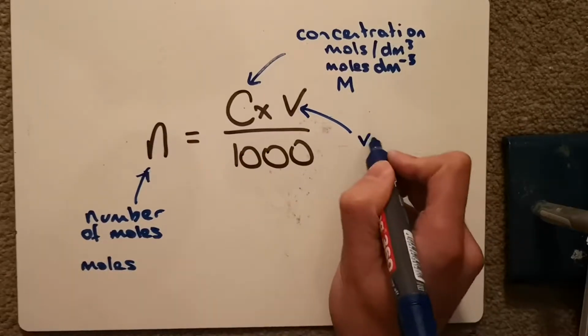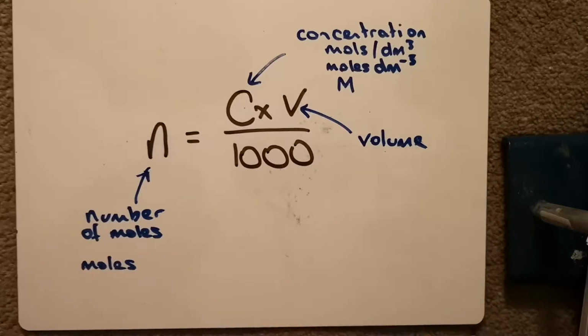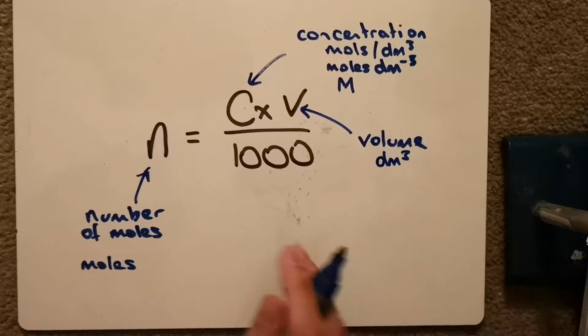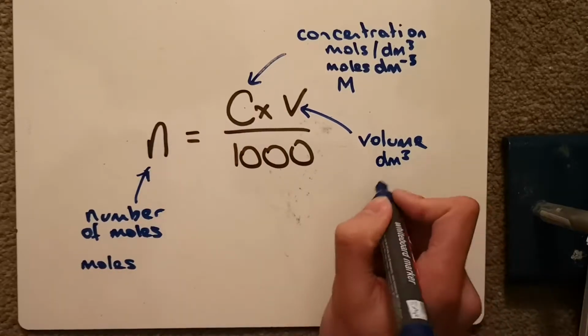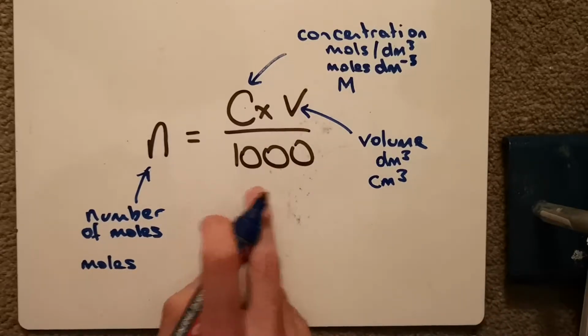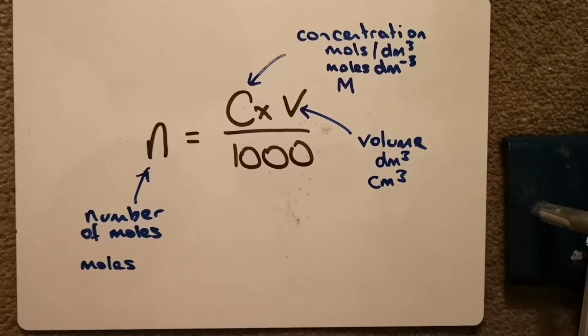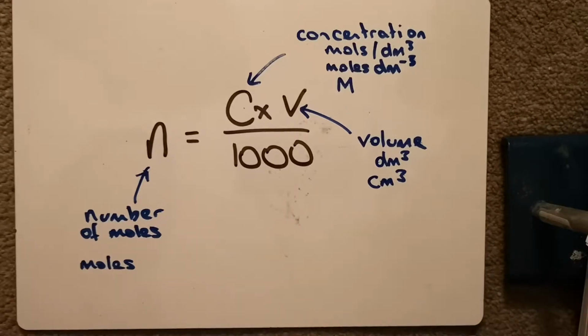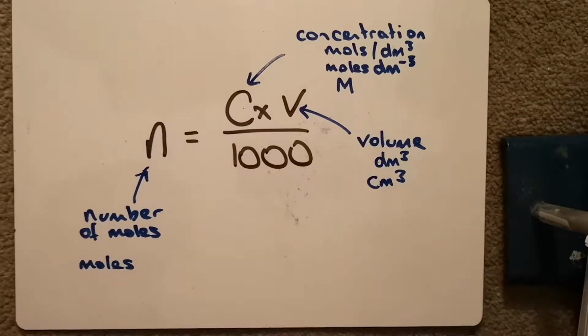This is our volume. Now typically, we want it to be in decimeters cubed. This equation here is actually for when it's in centimeters cubed. And to convert from centimeters cubed to decimeters cubed, we divide by 1,000, which is where this number comes from here. The easiest way to look at it: a centimeter cubed is a millilitre, a decimeter cubed is a litre. So we've got our number of particles, we have our concentration, we have our volume.